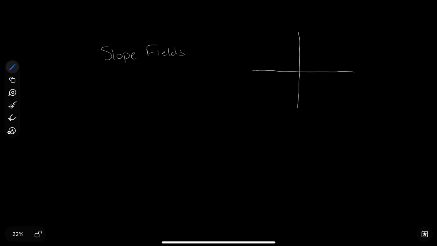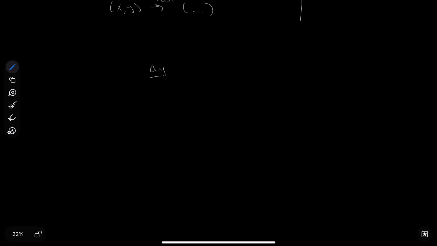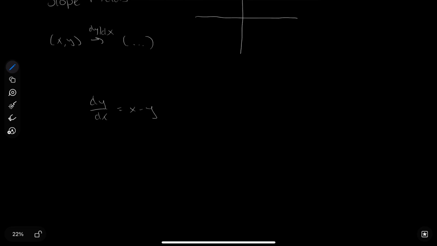And we are going to take points and then plug those xy coordinates into dy dx and get out a slope, which is going to be some number. Great. We are going to do the following example. dy dx equals x minus y. So once we plug in points, we're going to start with some easy ones. We're going to do 0, 0. We would get dy dx equals 0 minus 0, slope of 0.